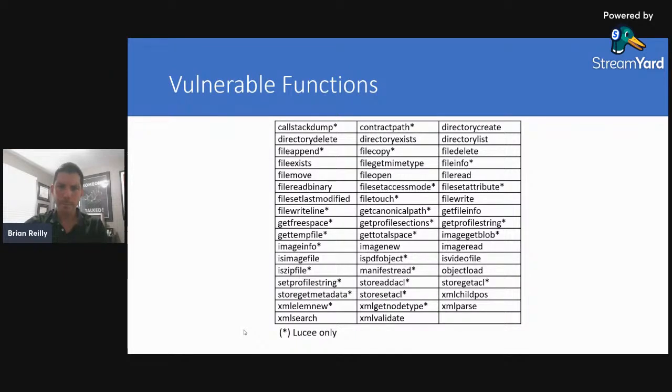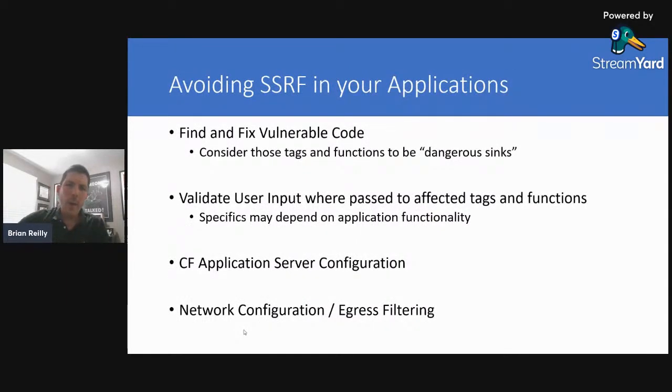Okay, so right now we have our list of vulnerable tags and we have our list of vulnerable functions. So you may be wondering, if this applies to me, how can I fix this situation? How can I avoid server-side request forgery in my applications?